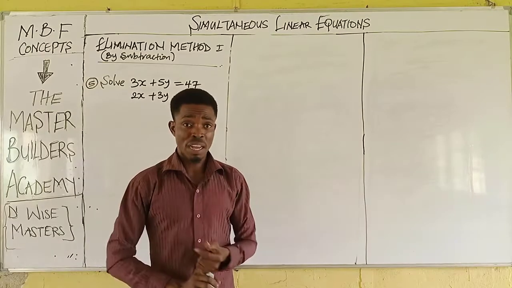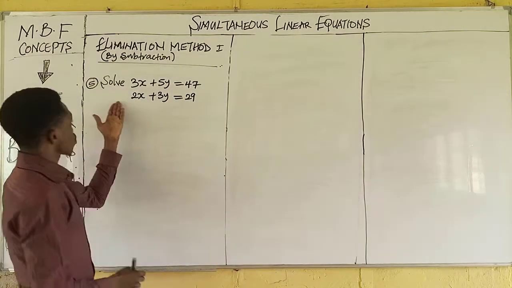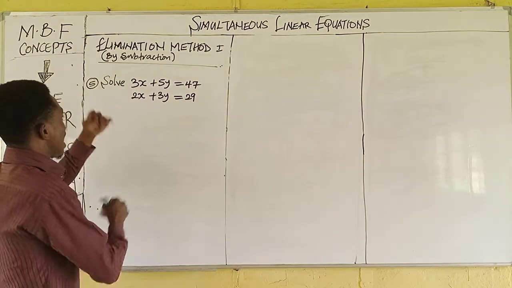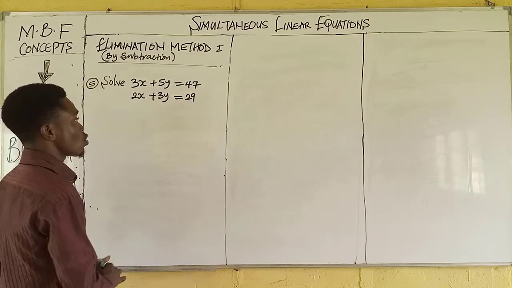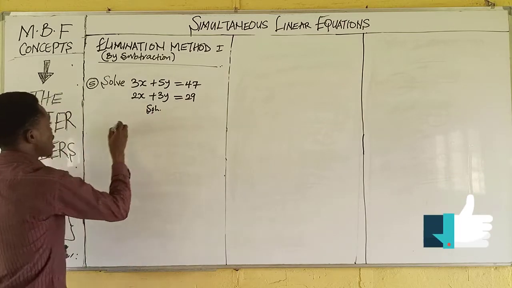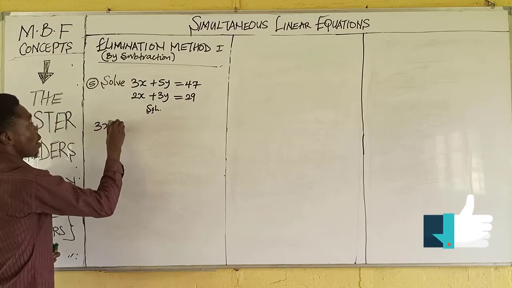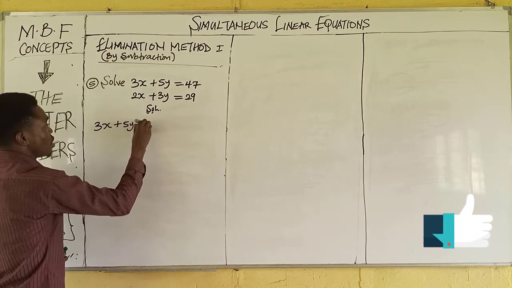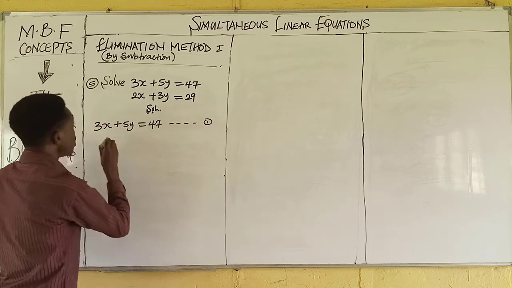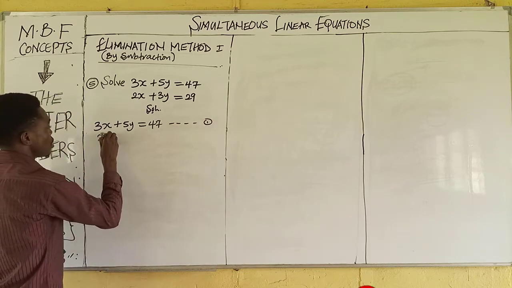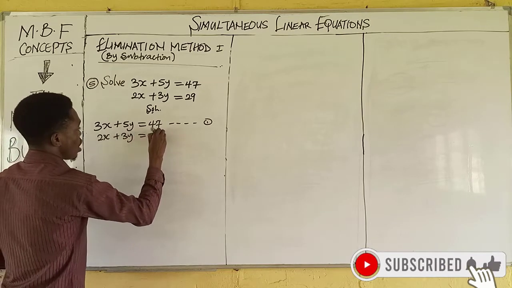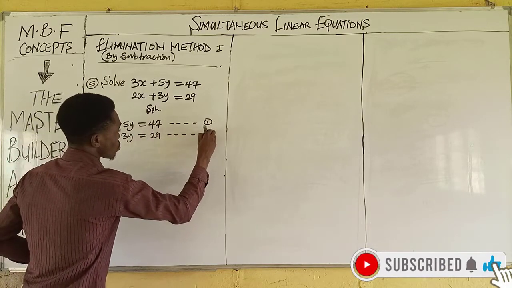Now, guys, we have question number 5 on the board. We are asked to solve 3x plus 5y equal to 47 and 2x plus 3y is equal to 29. So this is our solution. Then let's repeat the questions. These are the pair of equations given. So we'll call this equation 1. Then this is 2x plus 3y. We'll call this one equation 2.